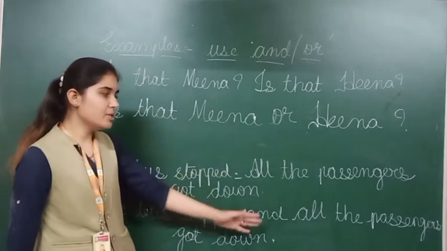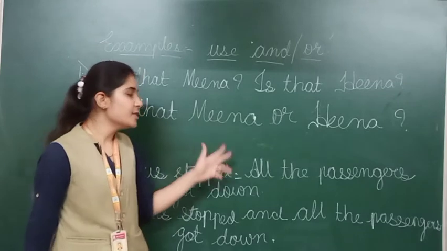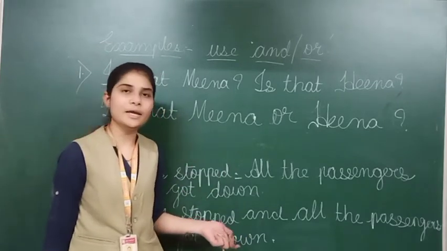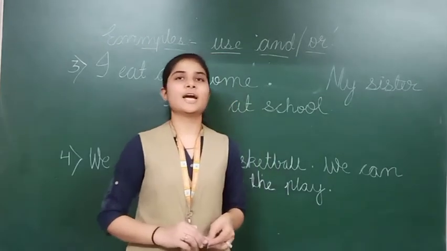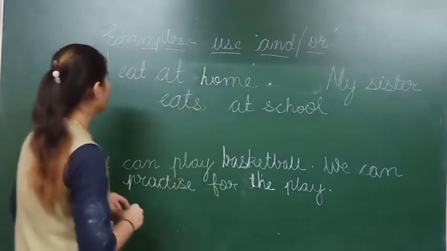Okay, I have shown you both of the examples. The first one is the example of the conjunction "or", and the second one is the example of the conjunction "and". Okay, now let's look at the examples. I have made 2 more examples for you. So let's read number one.